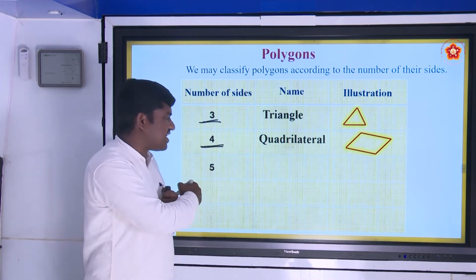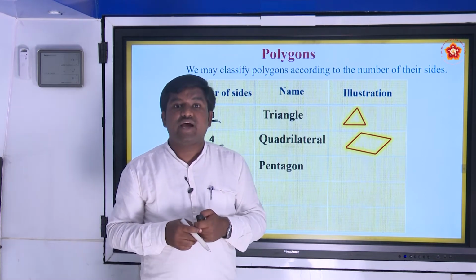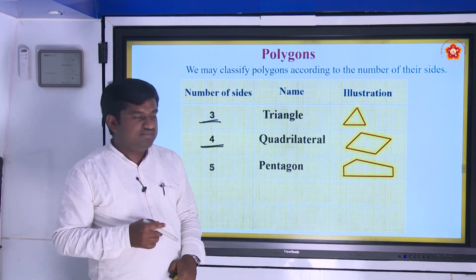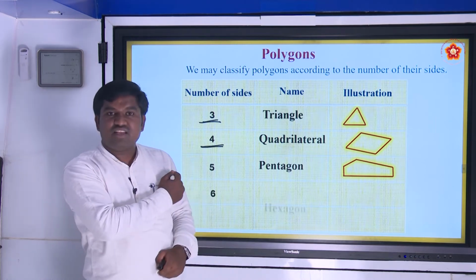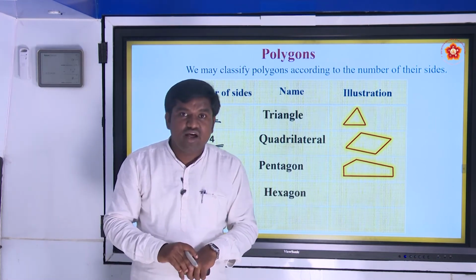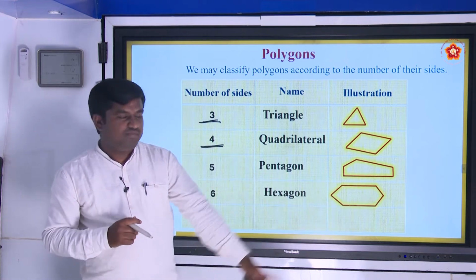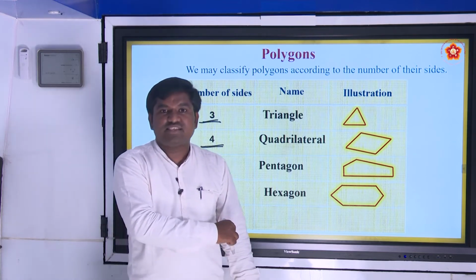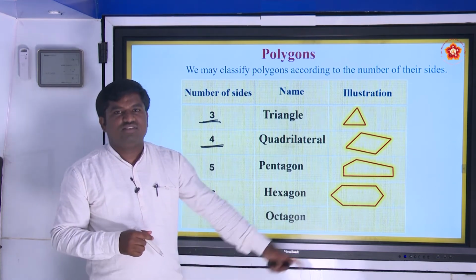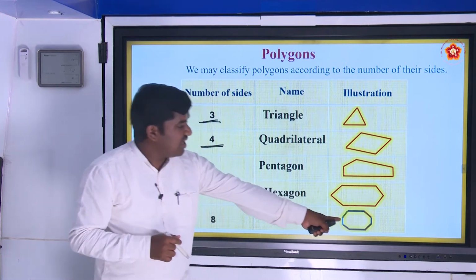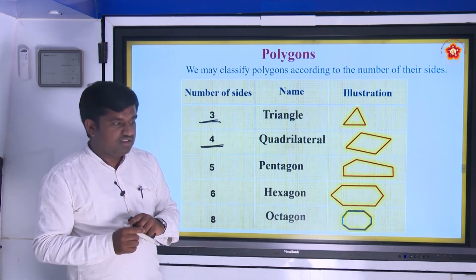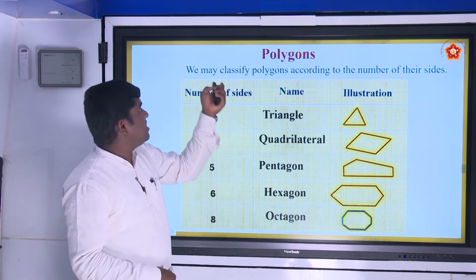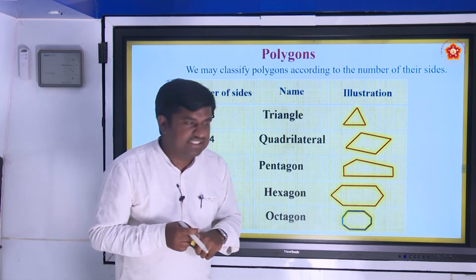Next, suppose 5 sides are there, then that is called a pentagon. See, this is the rough sketch of a pentagon. Next, suppose 6 sides are there, that is called a hexagon. See the illustration. Next, suppose 8 sides are there, then the figure is called an octagon. See the illustration. This is the rough sketch of an octagon. Okay. Now you know about the polygons and also the classification of polygons.